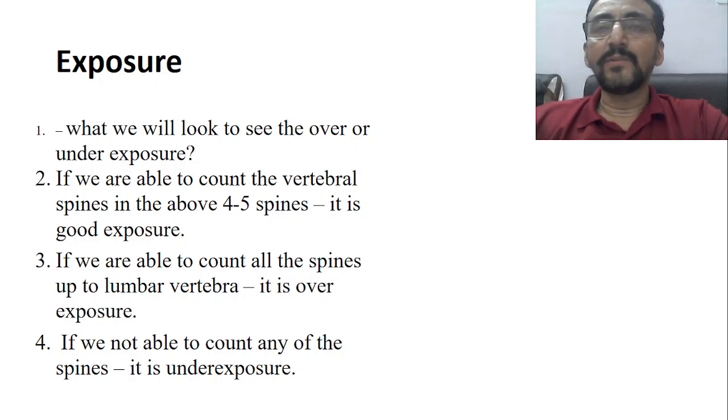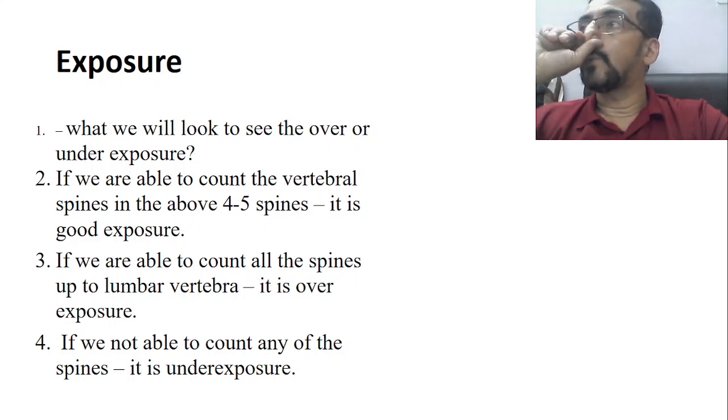And if the spines are not visible, if you are not able to count them, that suggests that the exposure is not good. Now, if you are able to count all the spines, starting from the cervical area to the lumbar area, then we usually call it overexposure. And if you are not able to count any of the spines, or only 1 or 2 spines, then it is called underexposure.